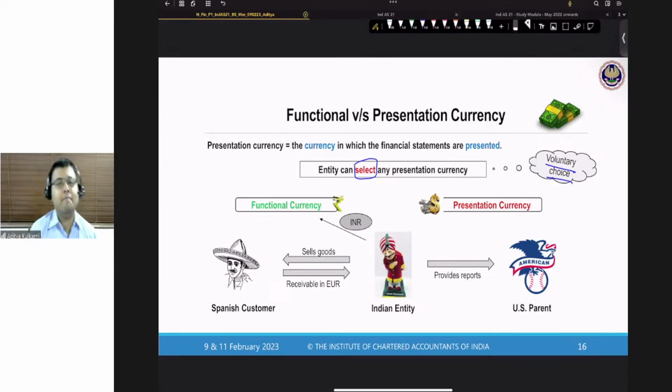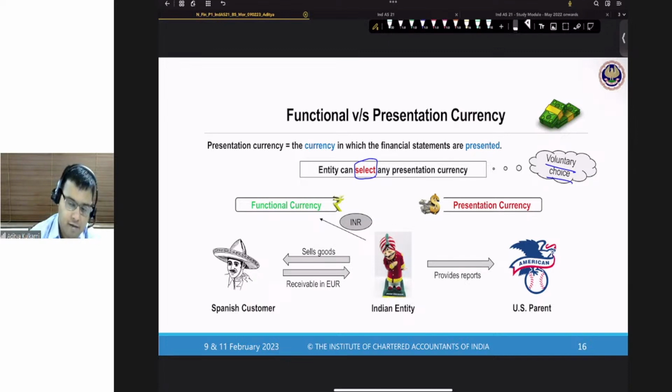So pre-pandemic, Indian factors determine the prices. Post-pandemic, it is US factors. So there is a change in which your economic factors influencing the price and the costs are changing. That is a huge shift. That is a radical shift. So there it becomes as if your functional currency has changed. Whereas presentation currency is just a voluntary choice. You can select any presentation currency.